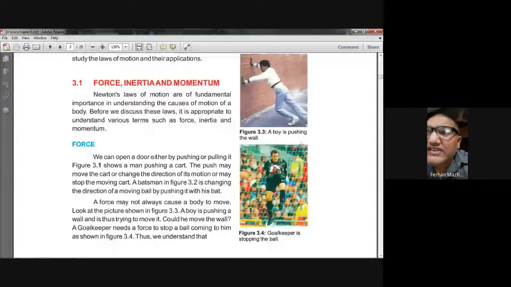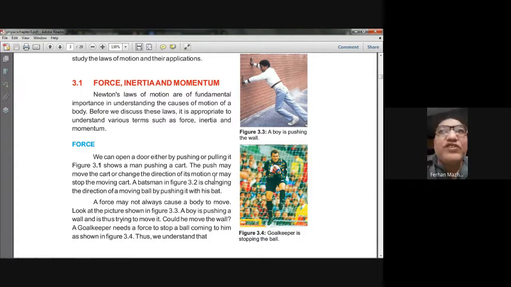For example, if you look at this diagram here, somebody has kicked the ball, and the goalkeeper, by applying force, has stopped the ball. So by applying the force, he has changed the state of motion of the ball. Another very important thing: when the ball hits the man, he might fall backward. When the ball applied the force on the goalkeeper, who is just standing there, due to the force of the ball he might fall backward.